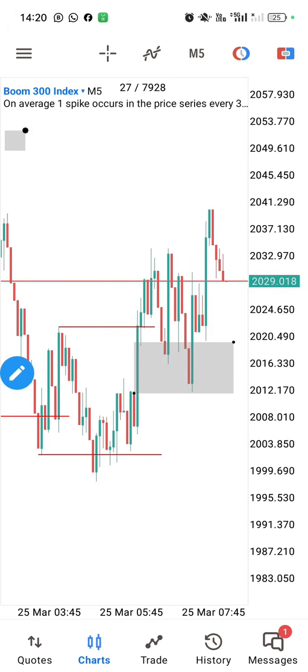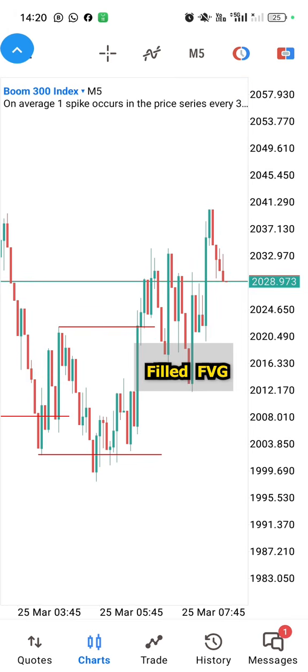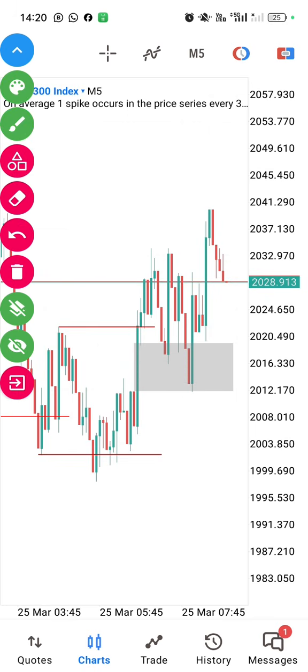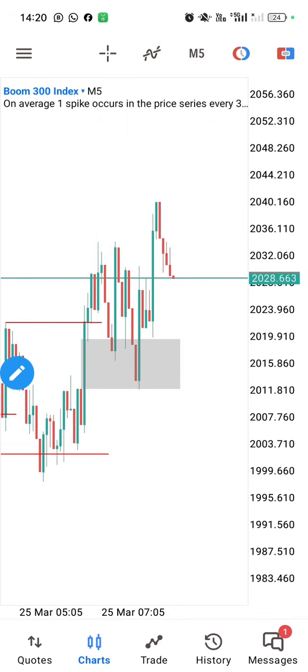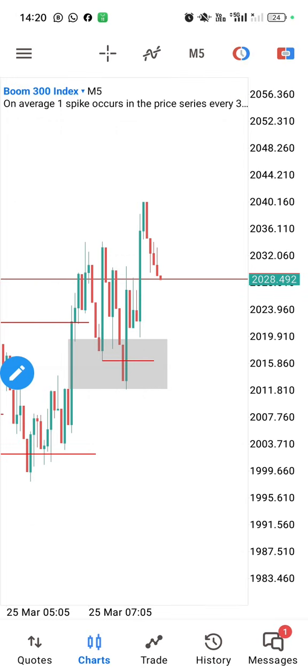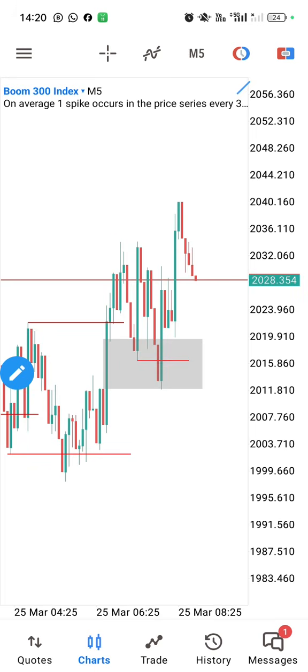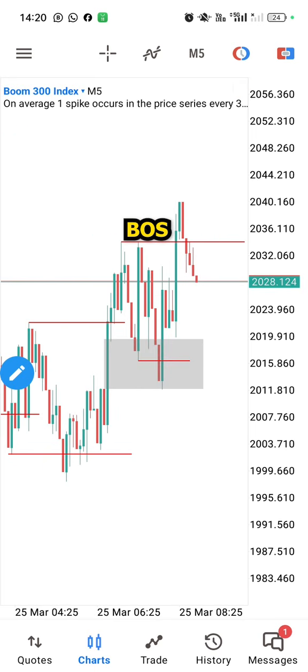So after it made the change of character, it dropped back down to fill the fair value gap. And while it was filling the fair value gap, you can see what it did. It just did not go back to fill and then move up. It filled the fair value gap after it did the stop hunt, and then after it grabbed there and filled, it went to break structure there.